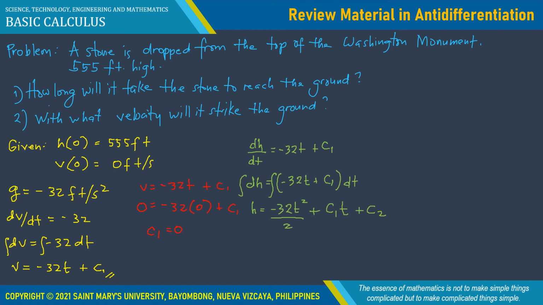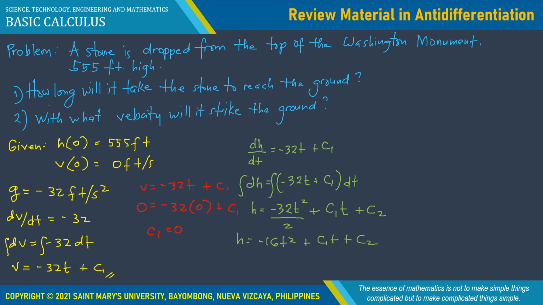Okay. Next natin susolvein is yung value ng c sub 2. So gagamitin natin yung given na h of 0 is equal to 555. So meaning the height is 555 at the beginning. So we have h is equal to, by the way, let us simplify muna. So kasi yung negative 32 and 2 is divisible pa. So negative 32 divided by 2 is negative 16 t squared plus c sub 1 t plus c sub 2.